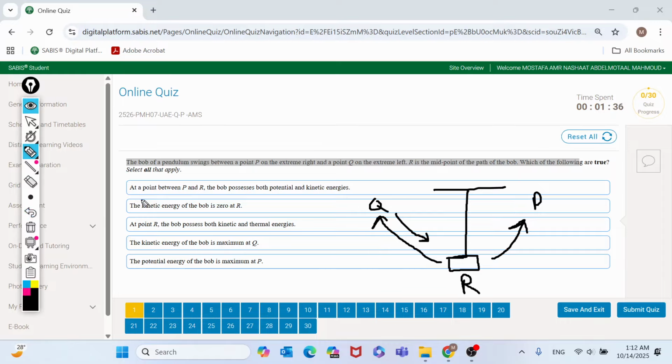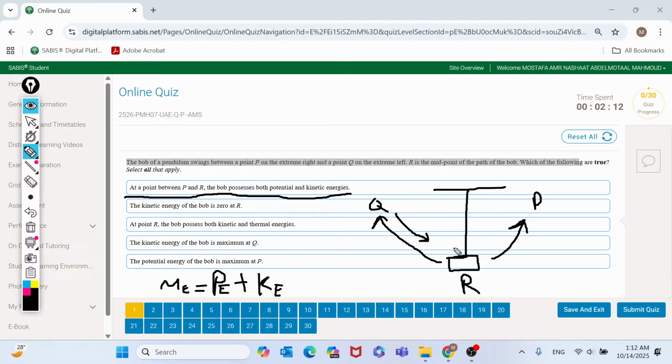Okay, let's see. At a point between P and R, the bob possesses both potential and kinetic energy. Oh yeah, guys, also one more thing. You need to know mechanical energy is equal to potential energy plus kinetic energy. Potential energy can be gravitational, elastic, anything. But for now, we're just taking gravitational potential. So that's the only thing you need to know about.